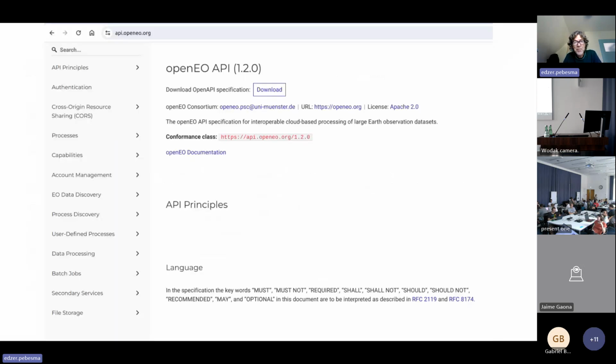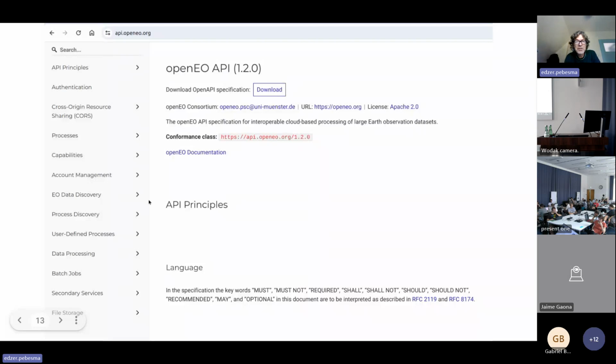If I say openEO API, there are actually two things that are kind of chunks of information. One is the real API that does all the bookkeeping, that does things like authentication, describes the processes, describes the capabilities, does account management, data discovery, process discovery, and so on, and handling of batch jobs. So all kinds of bookkeeping things.